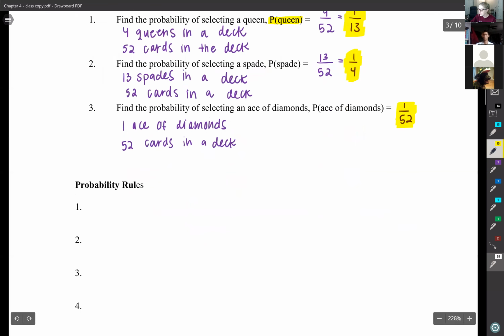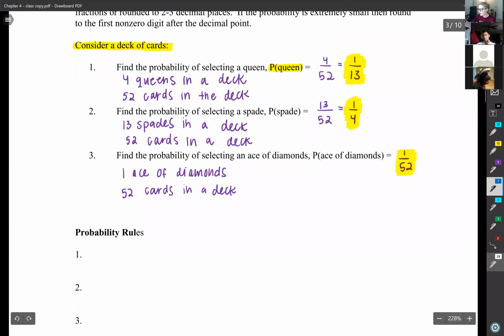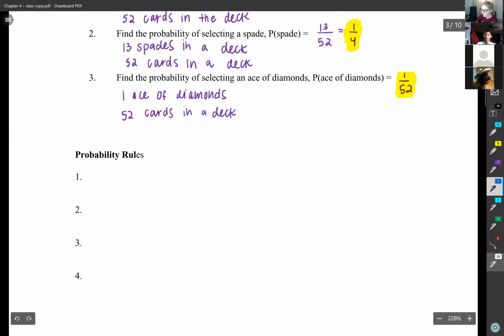Okay, so let's get into some rules. Obviously, we're going to have rules for probability or some facts for you. So the first rule of probability is that the probability of any event is a number between 0 and 1. So if you look at all the things that we've calculated up above, 1/13, 1/4, 1/52, those are all numbers between 0 and 1. So that's the first rule.